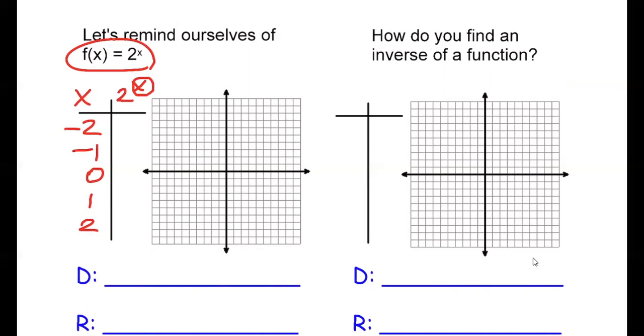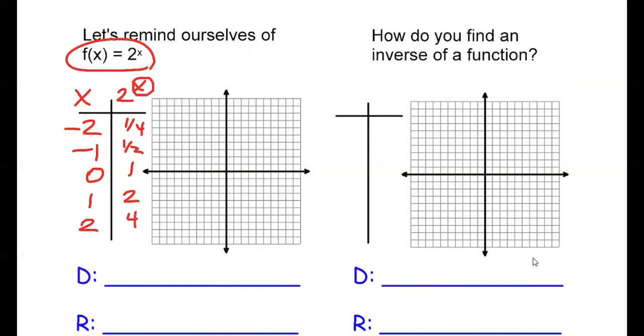So 2 to the negative second power is 1/4. 2 to the negative first is 1/2. 2 to the 0 is 1. 2 to the first is 2. And 2 to the second is 4. And so we could plot these points.